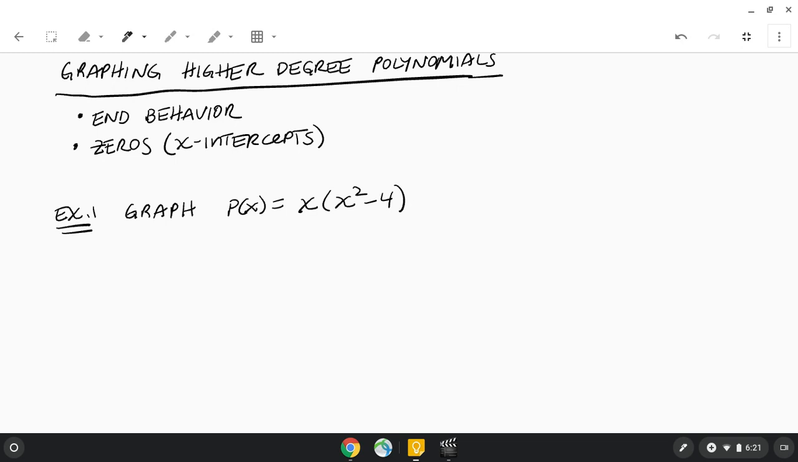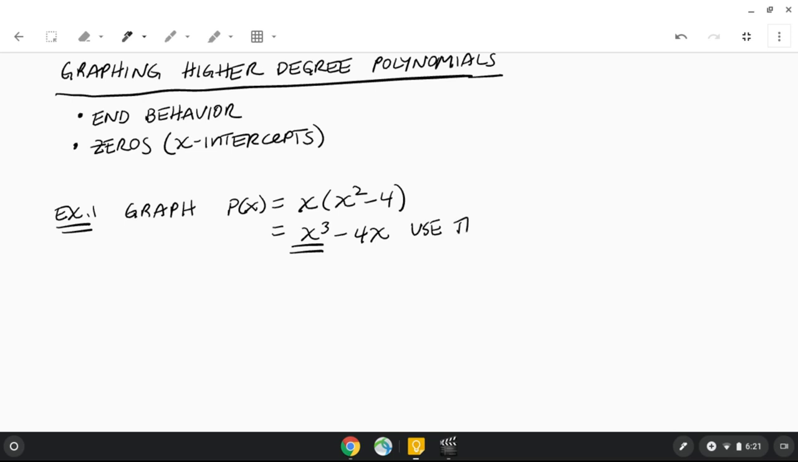Okay, so we need it to be multiplied out completely, in which case here we get x cubed minus 4x. So we need it like this so that we can identify the leading term right here so that we can figure out the end behavior. Okay, so we're going to use this for end behavior.